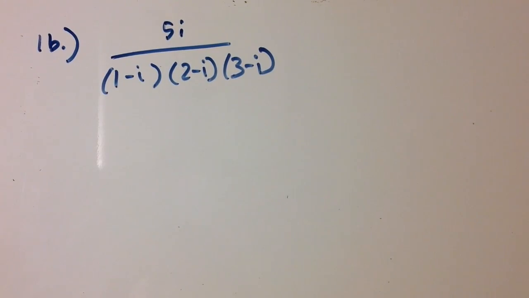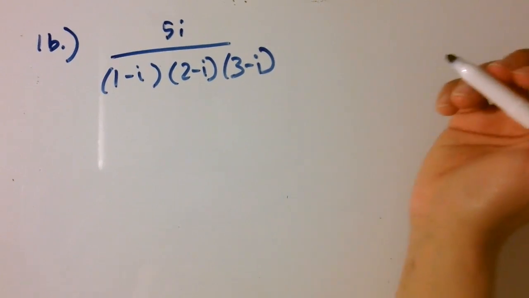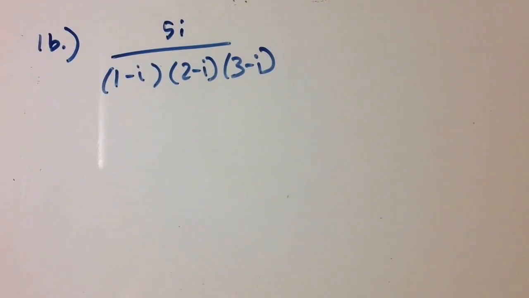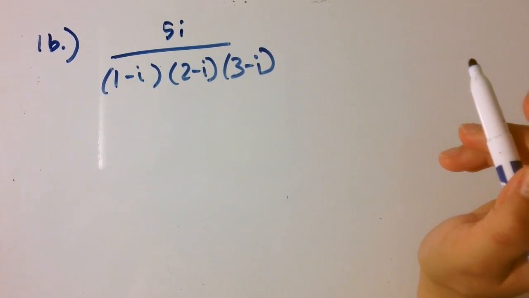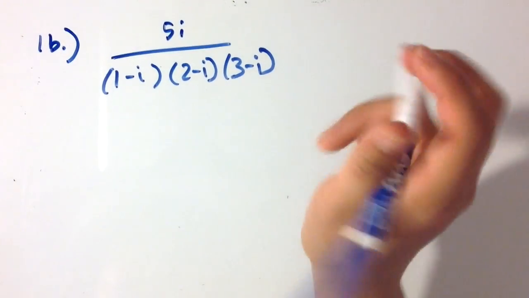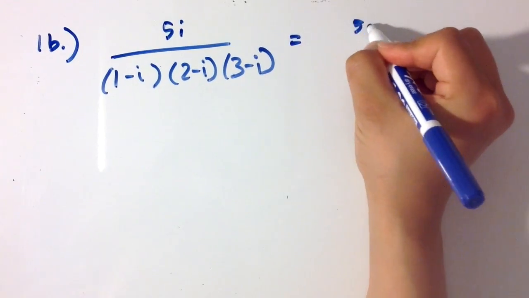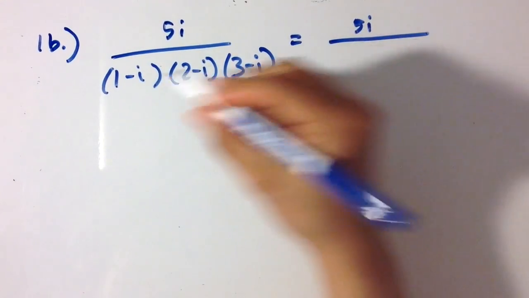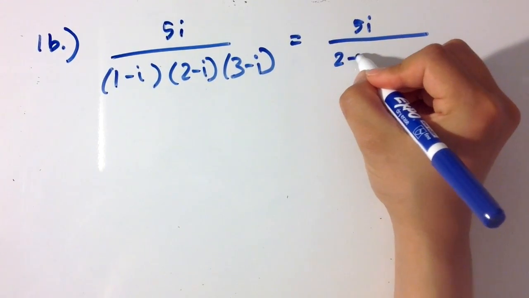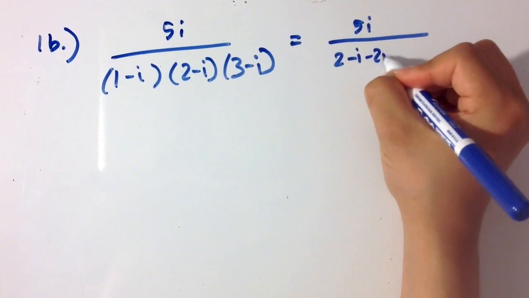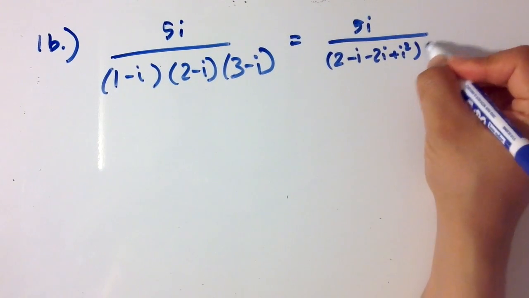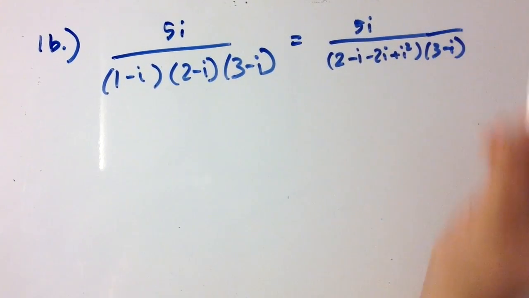For part B, we are asked to turn this expression to a real number. So once again, I'm going to try and cancel things out in the denominator. So first I will just multiply everything out. So in this case, I have 5i divided by 1 times 2 is just going to be 2 minus i minus 2i, and then plus i squared, all multiplied by 3 minus i.